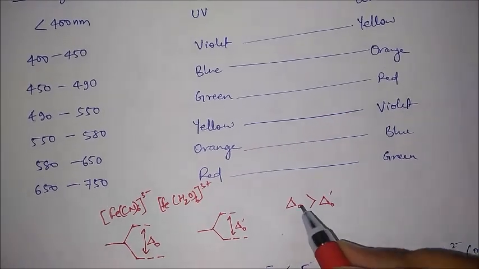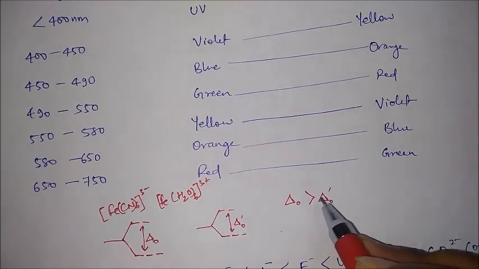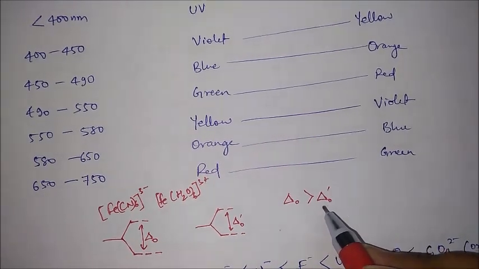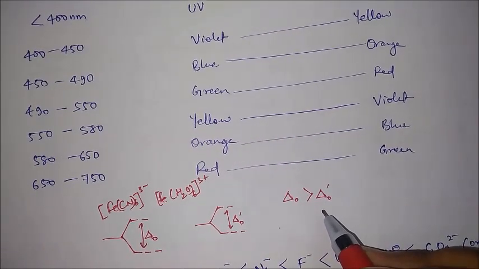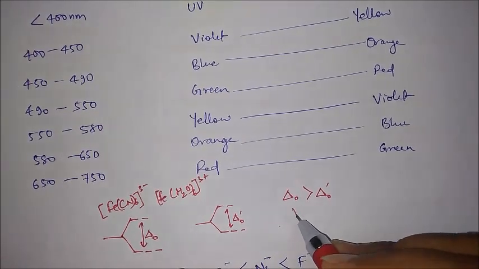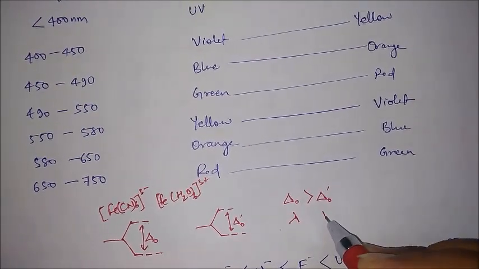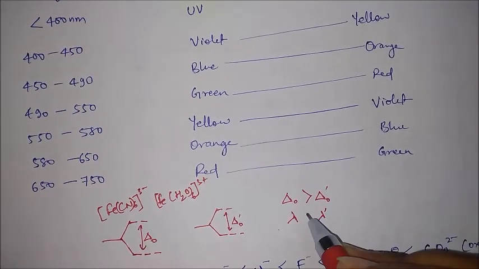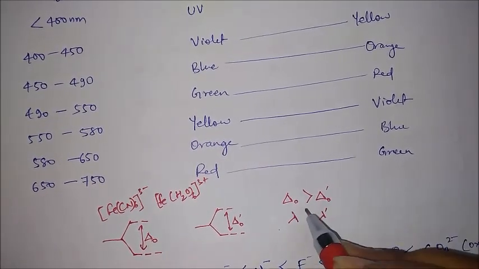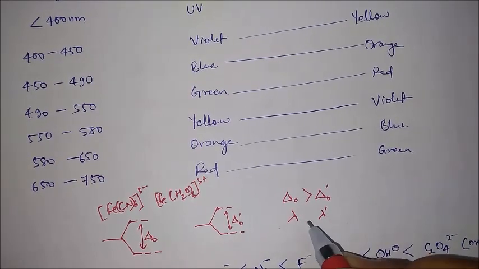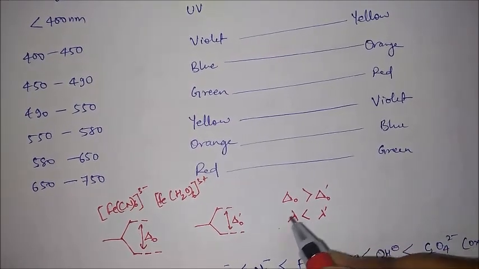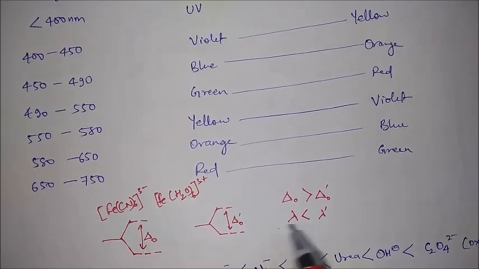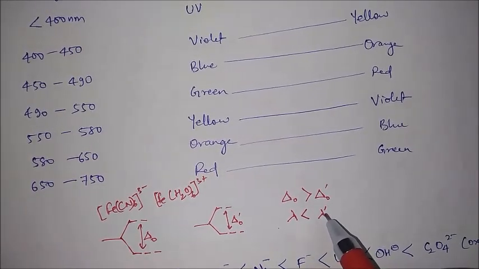Now we all know that this is energy, the crystal field stabilization energy. So energy is inversely proportional to wavelength. When I refer to it as wavelength, let's call it lambda, and this one lambda dash. This sign will change because these are inversely proportional. If this is greater than this, then the inverse of this will be less than. So the absorbed wavelength for this will be lesser than this, okay.